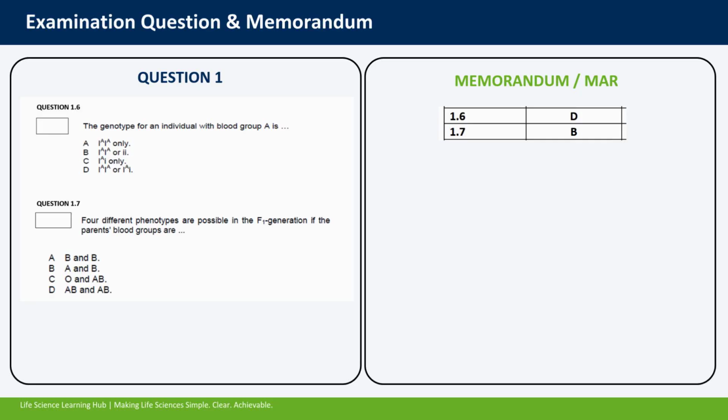Now, the only way to produce all 4 blood groups is if both parents are heterozygous, meaning they've got 2 different alleles, which means we would cross IA small i with IB small i. Okay. If you think of the gametes that can be produced, for parent A it will be IA or small i. The gametes produced for parent B will be IB or small i. And when you combine those in a Punnett square, you'll see that it gives you the most variation.